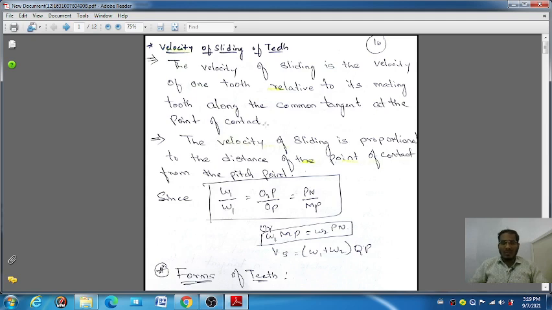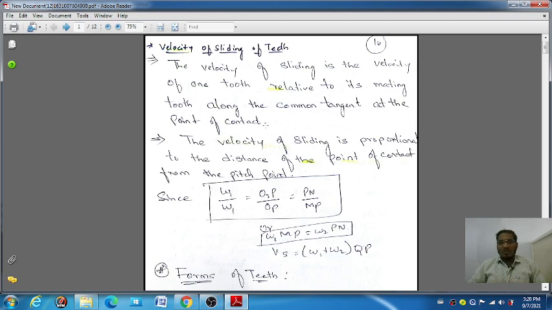While the two gears are meshed with each other, at that point the point of contact will be there. At that point of contact, one common tangent will be there. That common tangent has some velocity, which is the velocity of sliding. The velocity of sliding of the gear is always proportional to the distance of the point of contact.